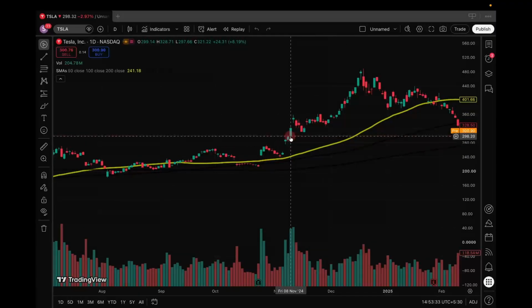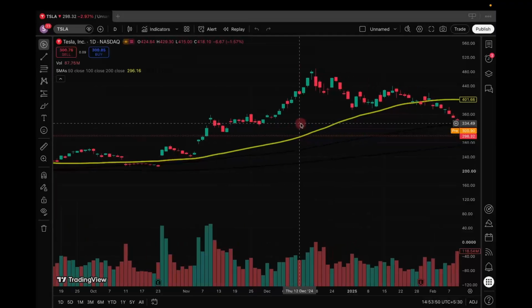By November, say like early November, the price broke above $300 and just kept going. The momentum was incredibly strong. Tesla bulls were completely in control.